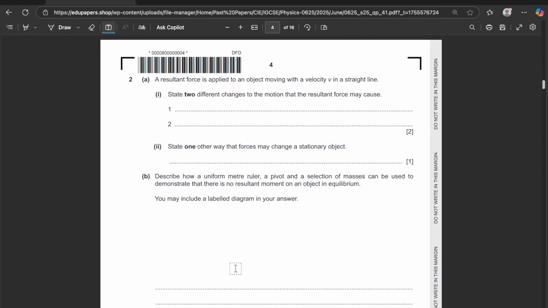2A. A resultant force is applied to an object moving with a velocity v in a straight line. State two different changes to the motion that the resultant force may cause. So resultant force can change an object's motion, but how, right? We can change its magnitude of speed or velocity, right? So you can change magnitude of velocity or maybe direction.